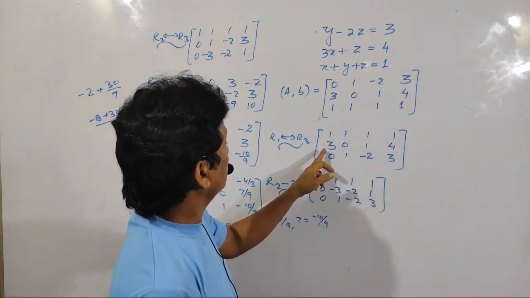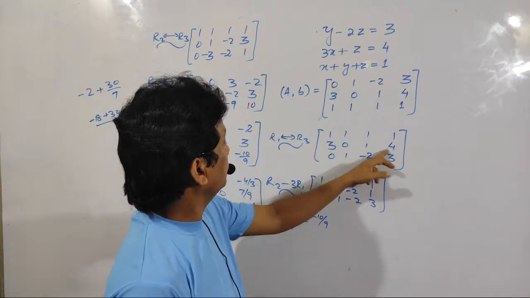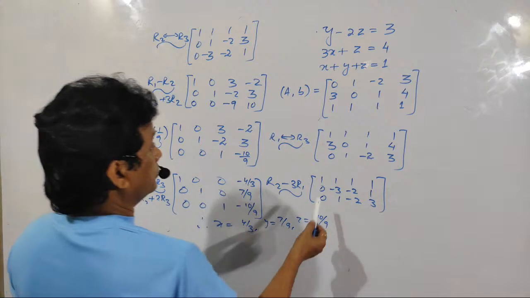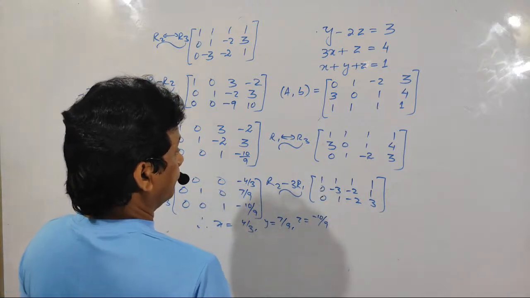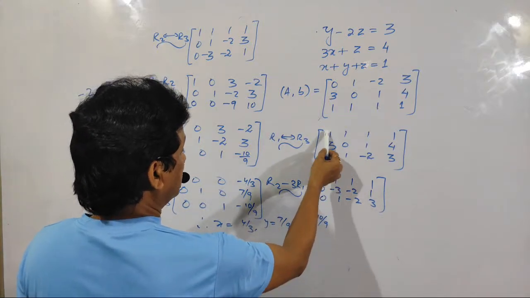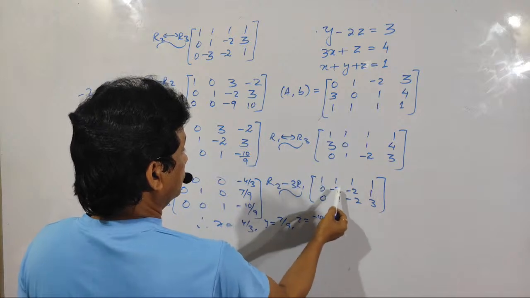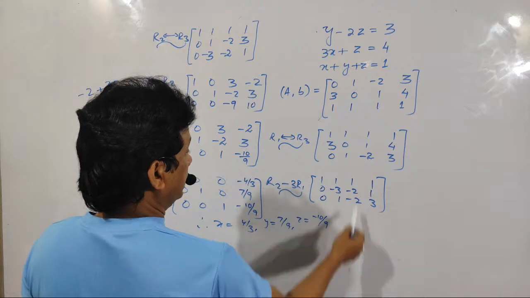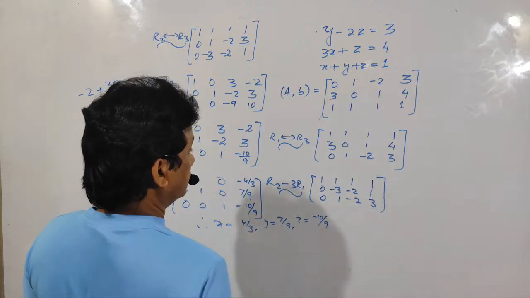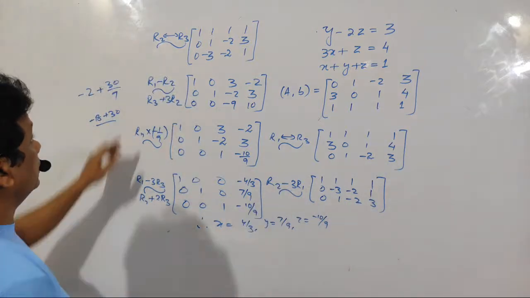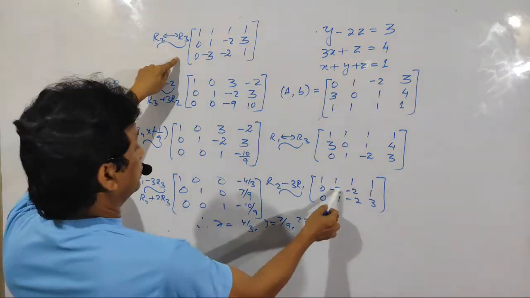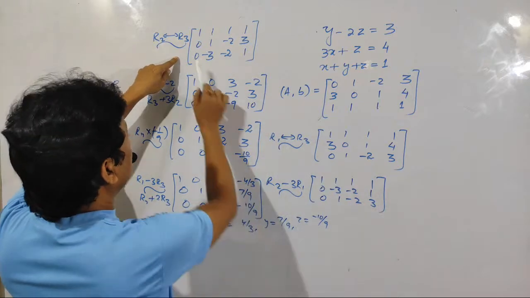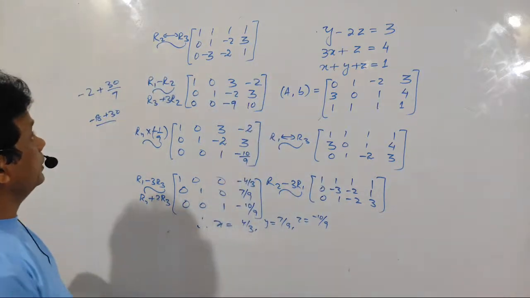The rows are 1, 1, 1, 1 and 3, 0, 1, 4, 0, 1, minus 2, 3. This one is correct. And now 3 minus 3 is 0, 0 minus 3, 1 minus 3 minus 2, 4 minus 3 is 1. Up to this step is correct. Now interchange this one: 0 1 minus 2 3, and 0 minus 3 minus 2 1. Okay, this step is correct.